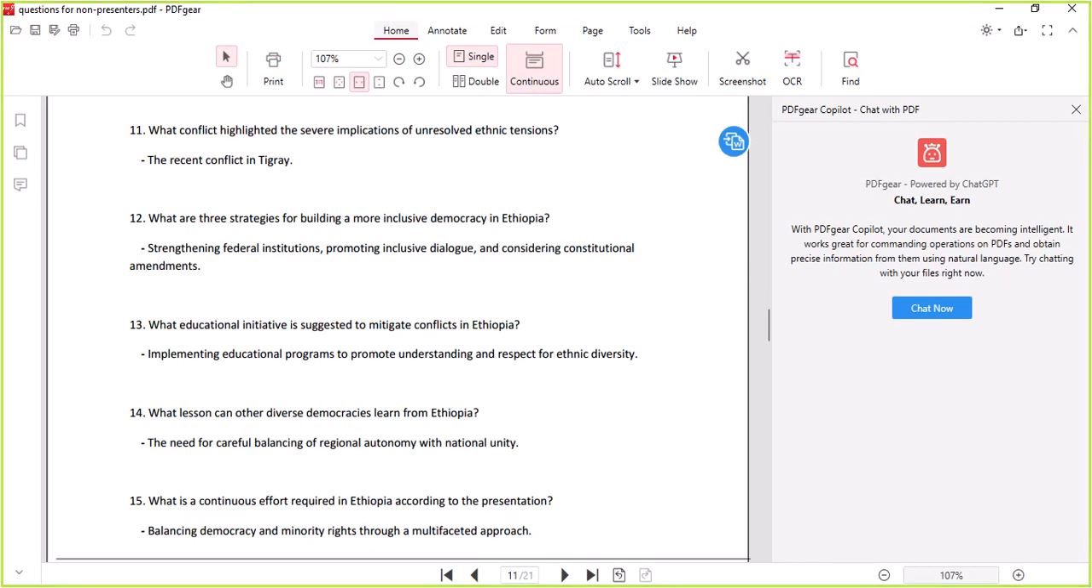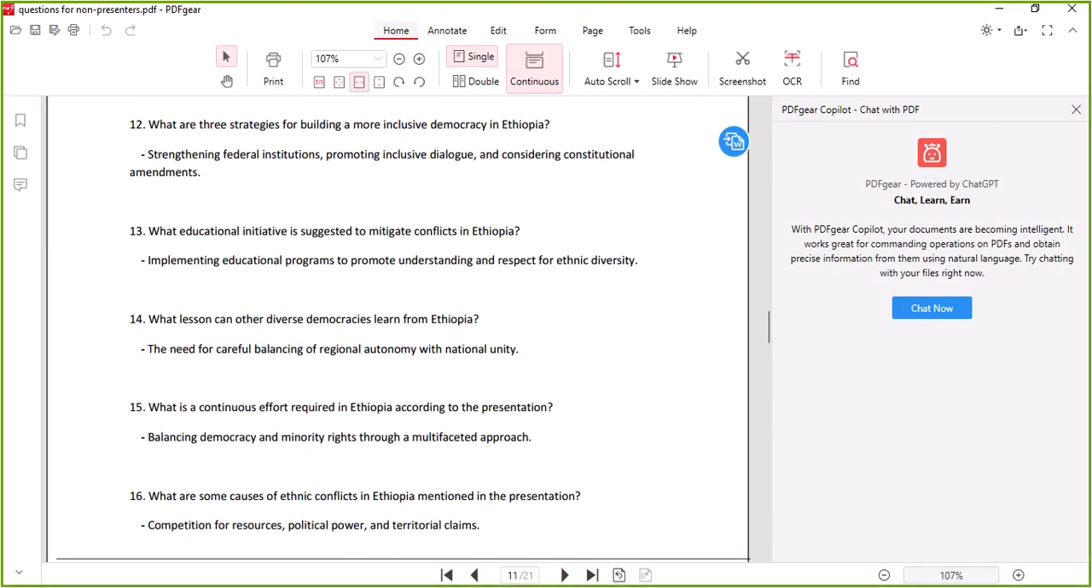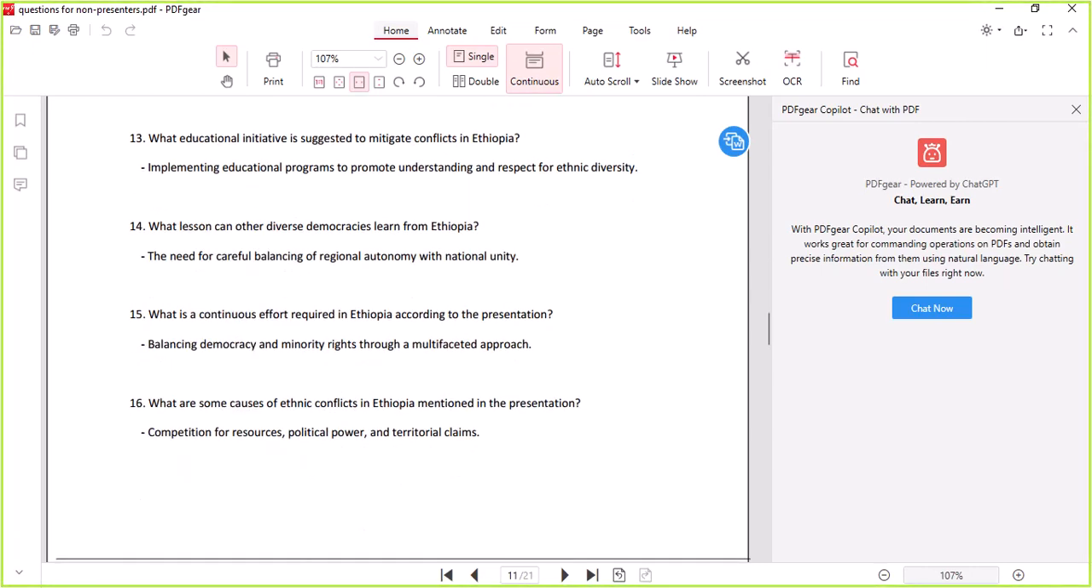What lessons can other diverse democracies learn from Ethiopia? Other countries will learn like balancing diversity, balancing the different diversity needs within the country. What is continuously required in Ethiopia according to the presentation? Okay, we should work hard on different portions.